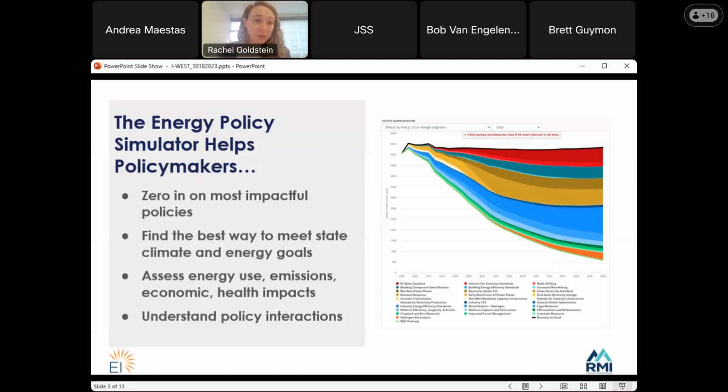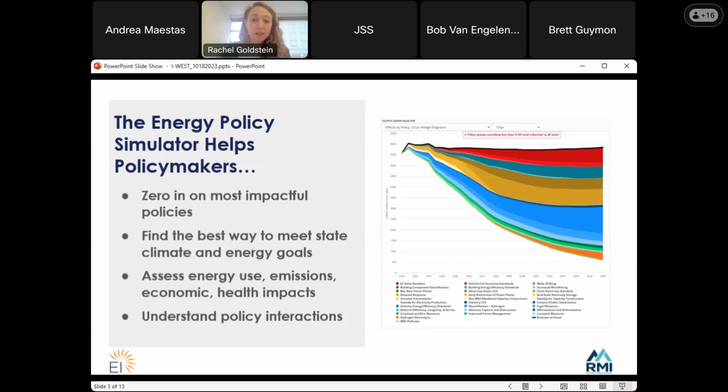And that business as usual scenario, and again the y-axis might be a little hard to read, but that is CO2 emissions. So here we're just seeing what the business as usual scenario for keeping things as they are, what those emissions will look like. And then with the model, we can layer different policies in and see how that'll impact emissions moving forward.